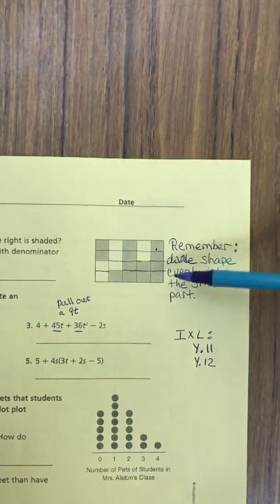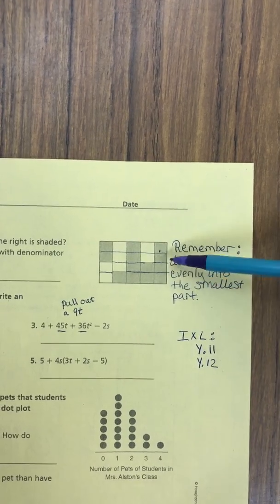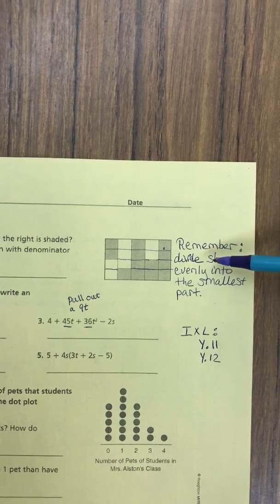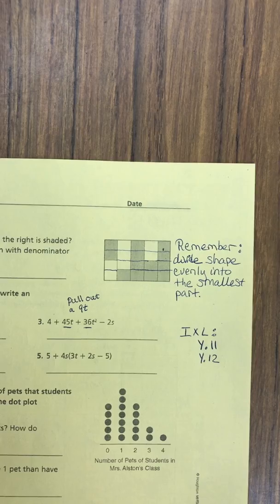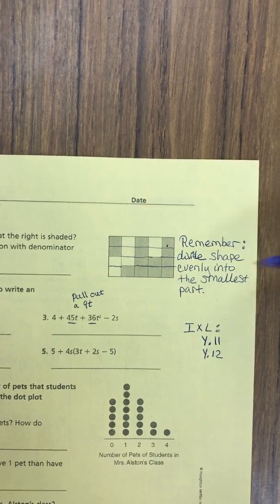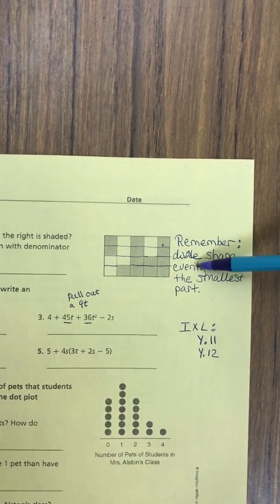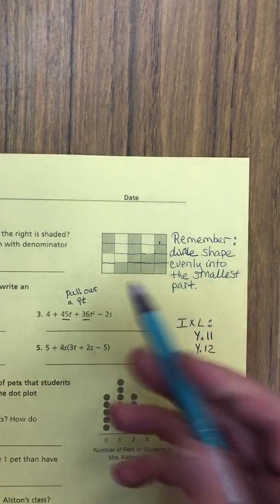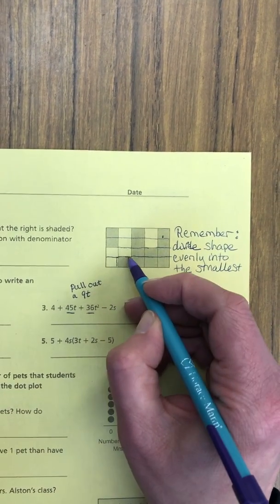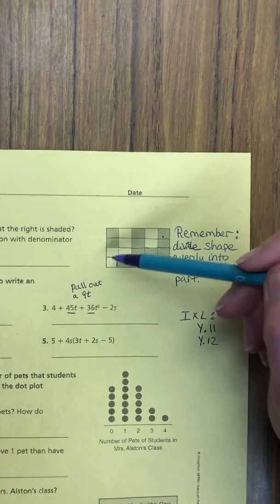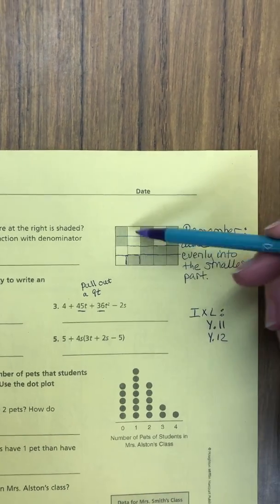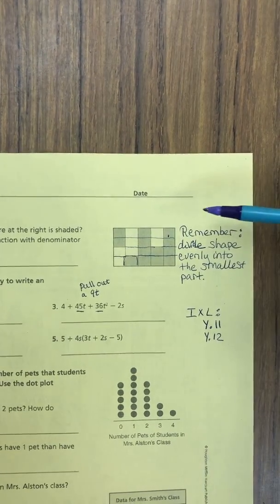All right, go on over to the remembering side. I gave you a little bit of hints. So this one looks a little bit confusing because I drew lines in it, but we've done this before. Remember, remembering is review. So you're going to divide your shape evenly into the smallest part. Well, the smallest part was like this big. So that told me it wasn't halves or whatever, it was divided into rows of 4, okay?